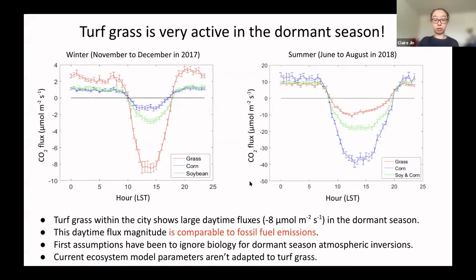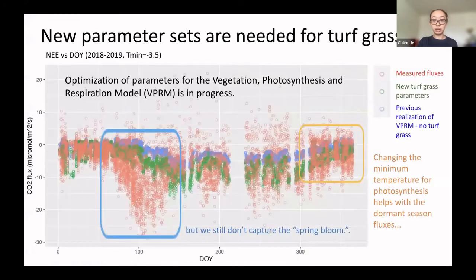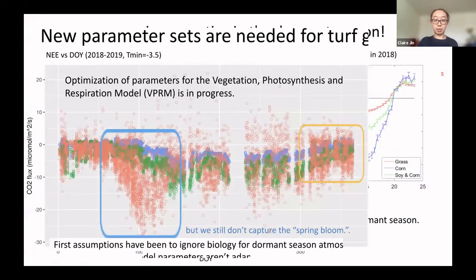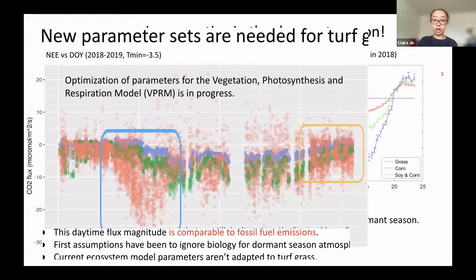This may be because the turf grass in temperate climates is selected to stay green as it gets cooler and not grow super rapidly in the summer, but whatever the reason, this behavior was completely unexpected and unaccounted for. The previous assumption for the dormant season was that biological fluxes are insignificant. However, the daytime flux magnitude of urban turf grasses, or of their photosynthetic activity, is actually comparable to fossil fuel emissions, and that's pretty big. So it's really important that current ecosystem models be adapted to the turf grass flux pattern.